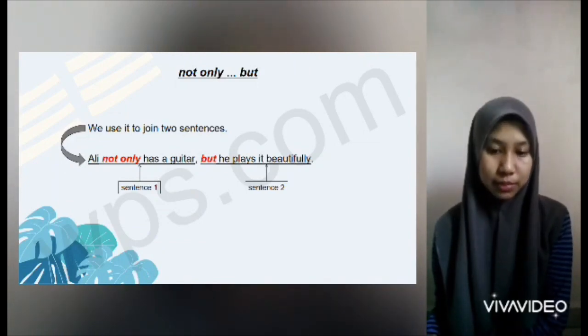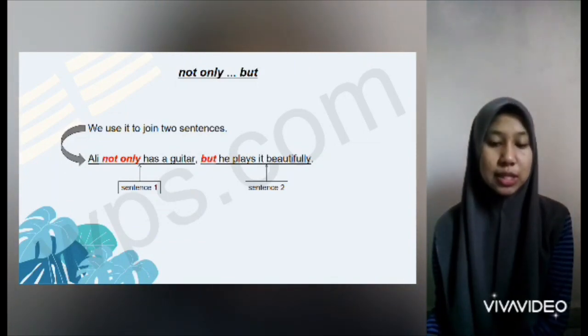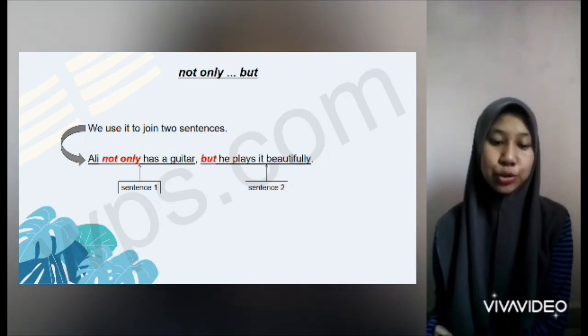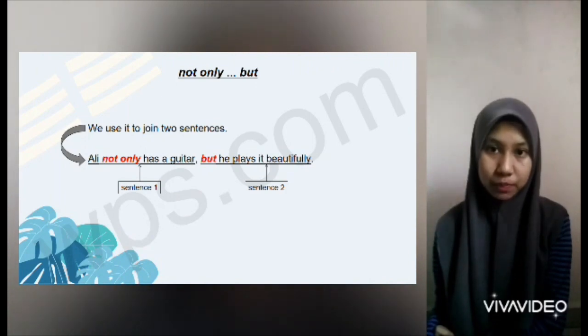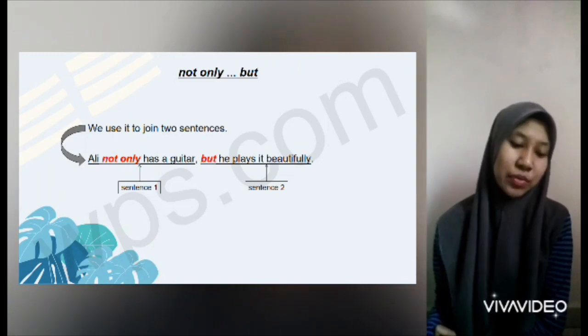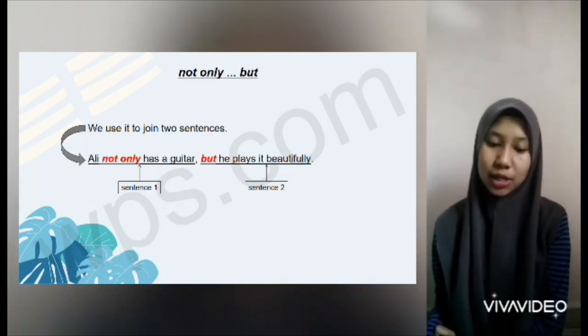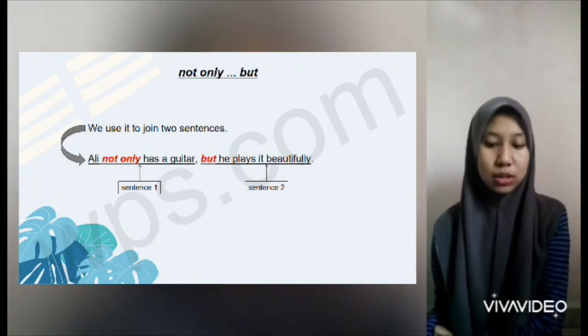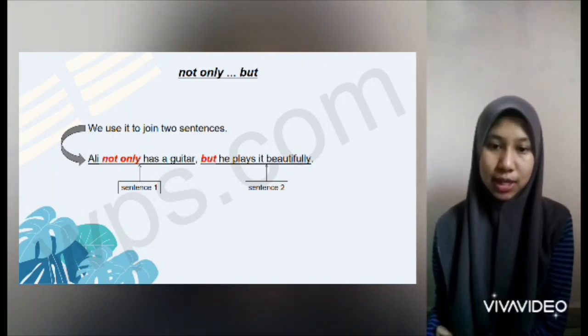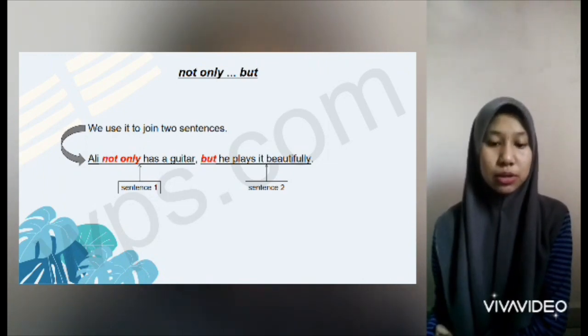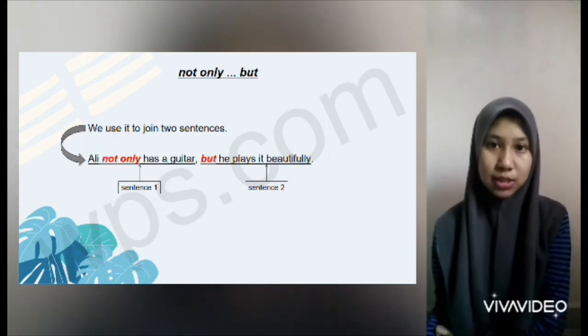Not only and but. We use these words when we want to join two sentences. I will give you guys an example. Ali not only has a guitar, but he plays it beautifully. In this sentence, actually it has two sentences. The first sentence, Ali not only has a guitar, and the second sentence, he plays it beautifully. So in this sentence, it used not only and but to join two sentences together.